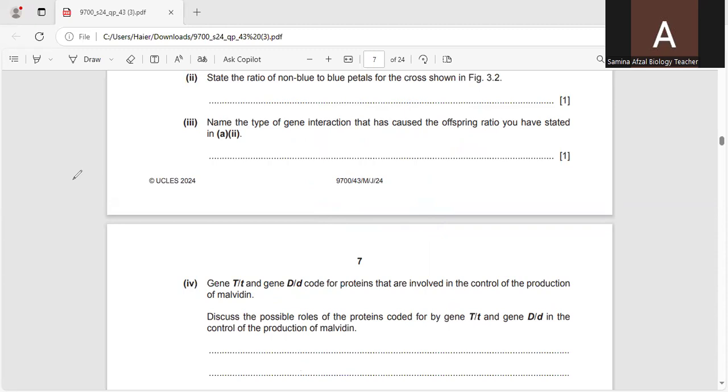So this is a genetic phenomenon where the expression of one gene is influenced by the expression of one or more other genes. In simpler terms, it's like a genetic interaction where one gene can mask or modify the effect of another gene. So the phenomenon is called epistasis.